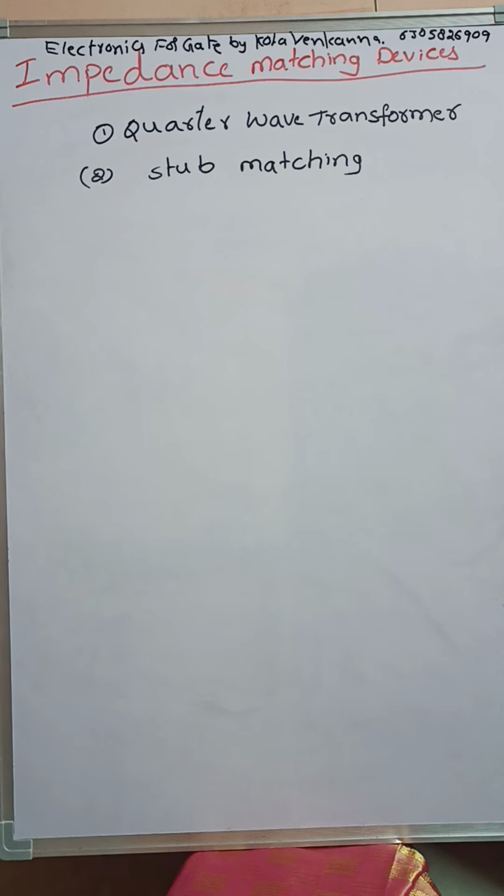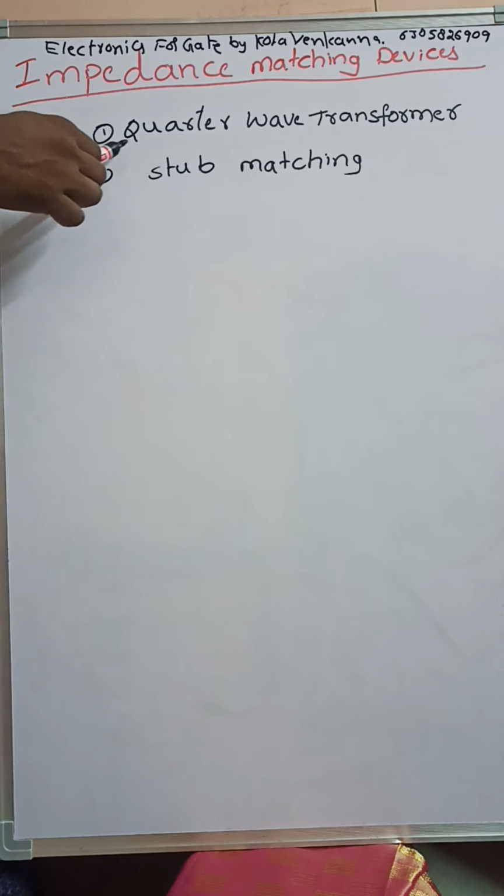So for impedance matching we are using impedance matching devices. These impedance matching devices are basically two types. First one is quarter wave transformer and second one is stub matching. So in this topic today we have to discuss the quarter wave transformer.